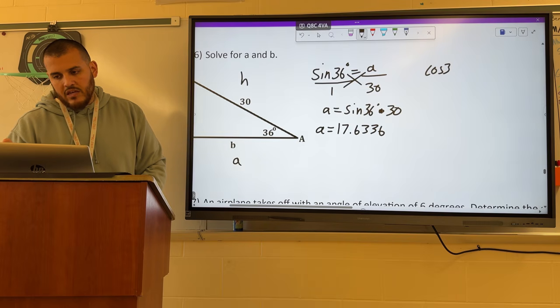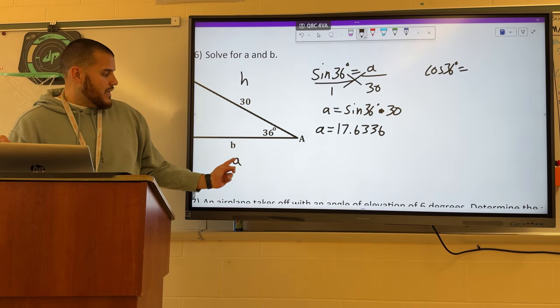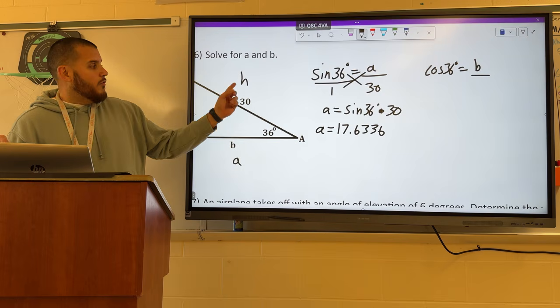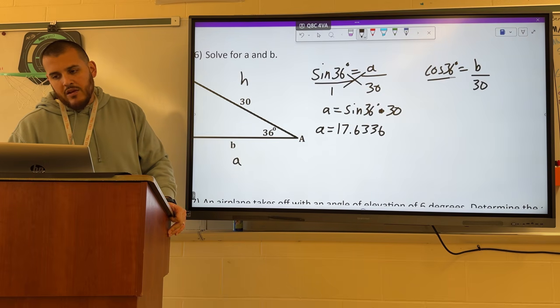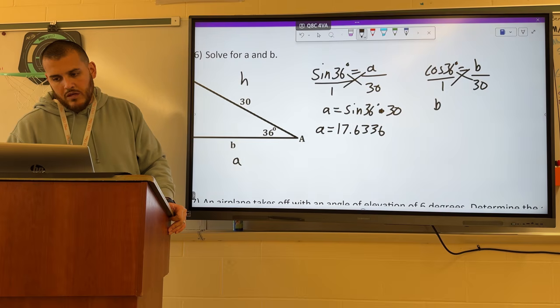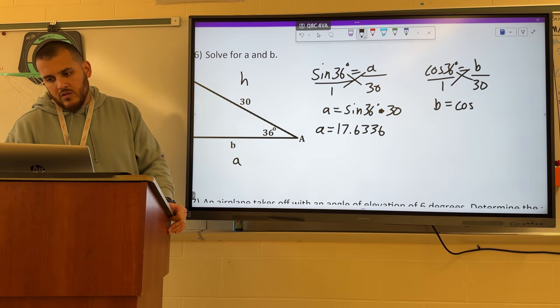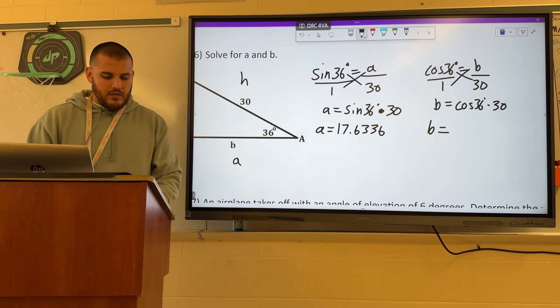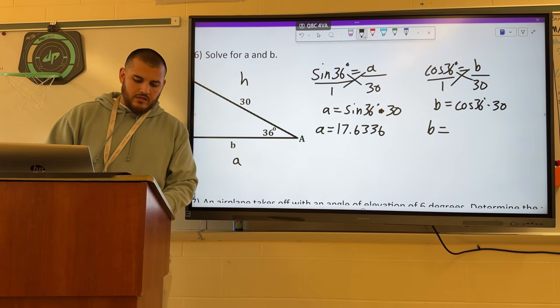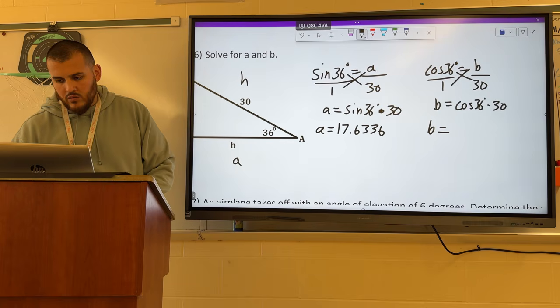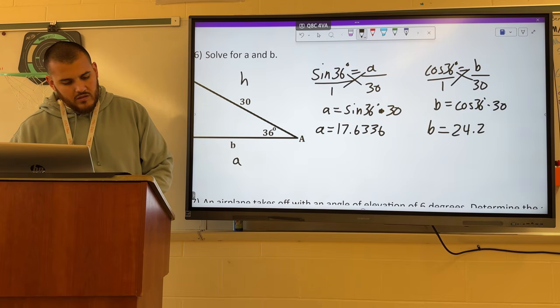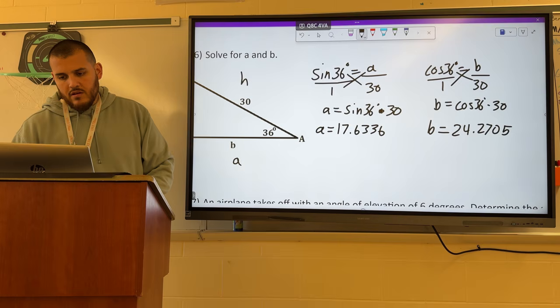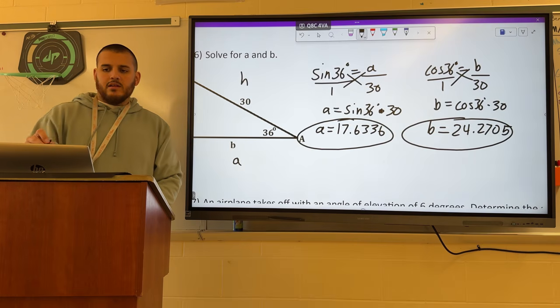So now the cosine of 36 degrees equals my adjacent side of b over my hypotenuse of 30, and then we have the same setup here of cross multiplying. We get b equals the cosine of 36 degrees times 30, and we calculate that. Cosine of 36 times 30 gives me 24.2705 for the length of that leg.